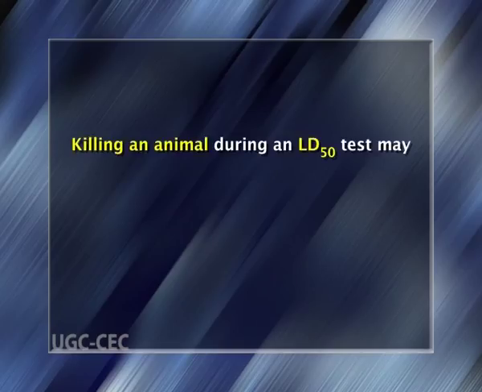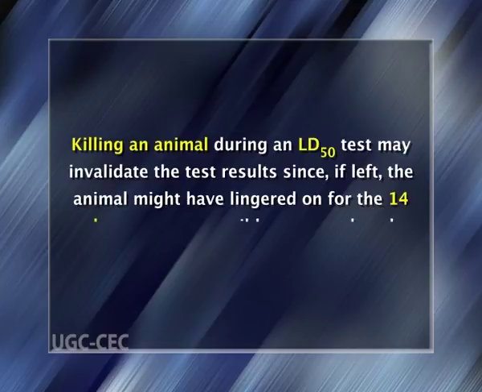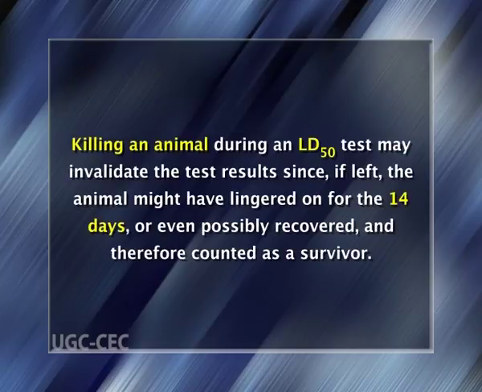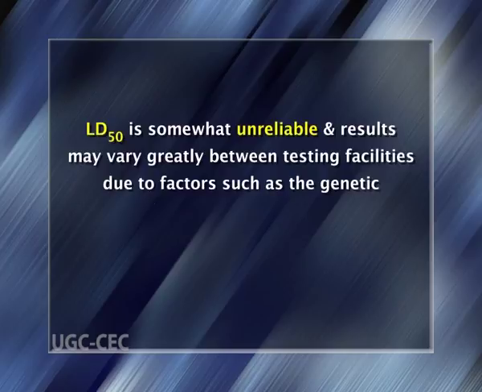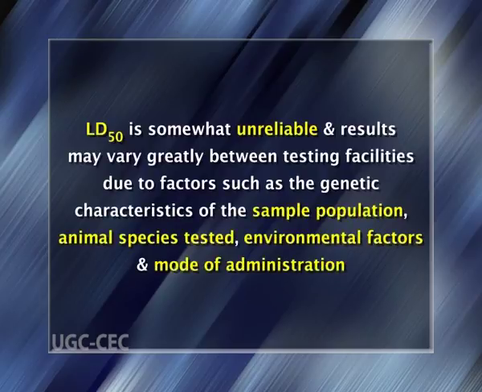Killing an animal during an LD50 test may invalidate the test results, since if left the animal might have lingered on for the 14 days or even possibly recovered and therefore counted as a survivor. The more animals that survive, the less toxic the substance is judged to be, with the corresponding commercial advantage of a lower hazard classification. As a measure of toxicity, LD50 is somewhat unreliable and results may vary greatly between testing facilities due to factors such as the genetic characteristics of the sample population, animal species tested, environmental factors and mode of administration.